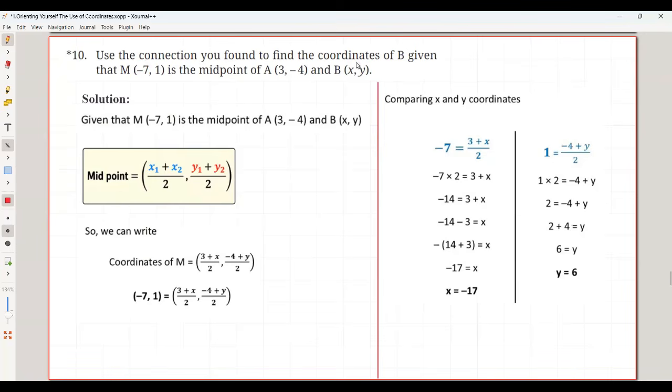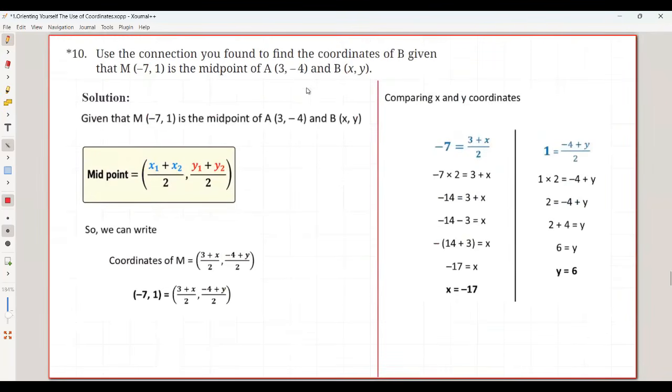Use the connection you found to find the coordinates of B, given that M, minus 7 comma 1, is the midpoint of A, 3 comma minus 4, and B, x comma y. So here they are asking us to use the connection you found to find the coordinates of B. Based on the connection we have to identify the coordinates of point B, by using the midpoint formula. Here M is given as minus 7 comma 1.